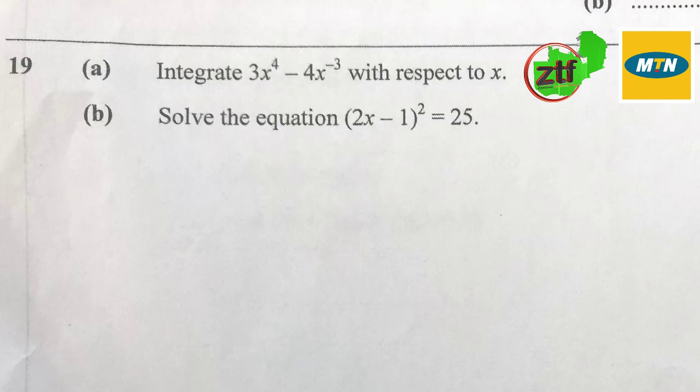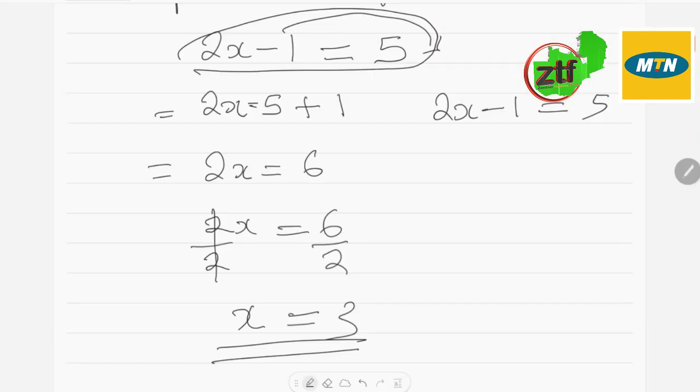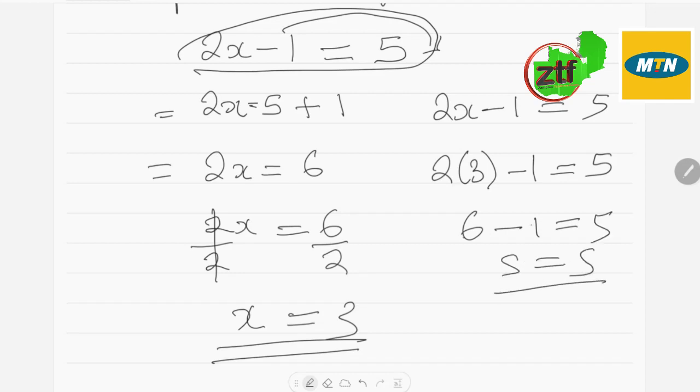So we have 2x minus 1 equals 5. We have ascertained that x is 3, so we say 2 times 3 minus 1 is equal to 5. So 2 times 3, we have 6 minus 1, that gives us 5. And 6 minus 1, 5 is equal to 5. So there you go. You don't have to stress.